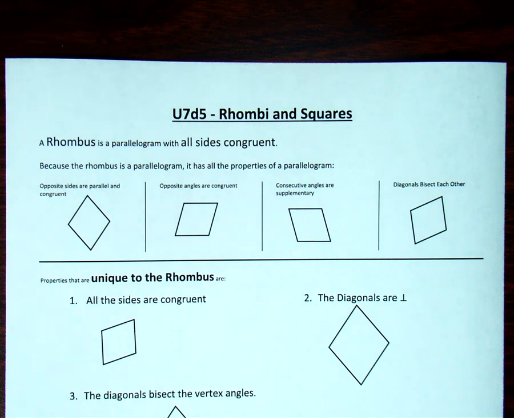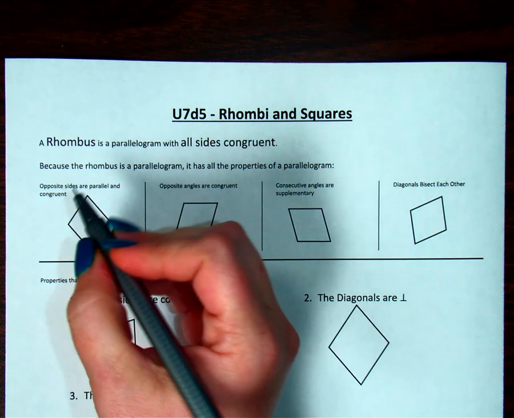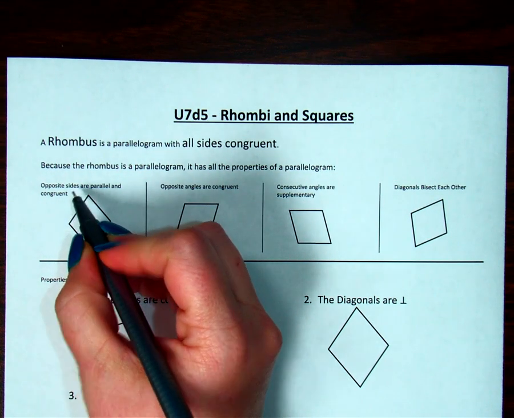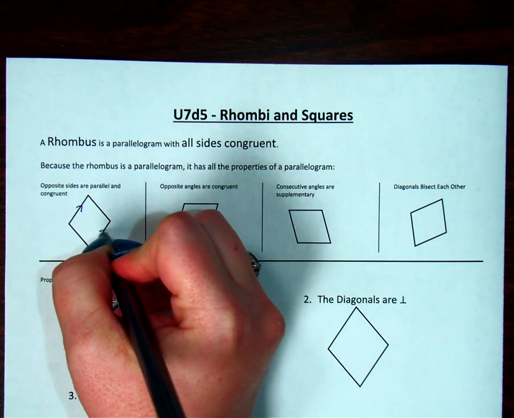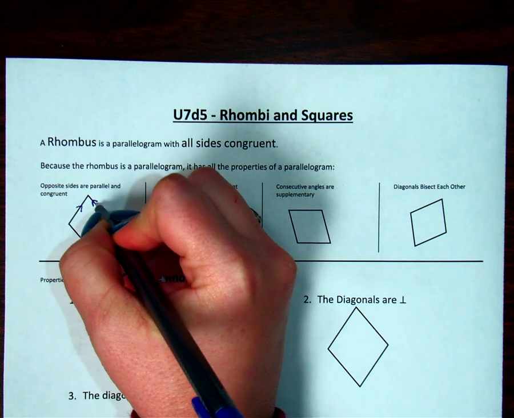Today we're looking at Unit 7, Day 5, Rhombus and Squares, or rhombi and squares. A rhombus is a parallelogram with all sides congruent. Because it's a parallelogram, it has all the properties of a parallelogram. For example, I know my opposite sides will be parallel and congruent.